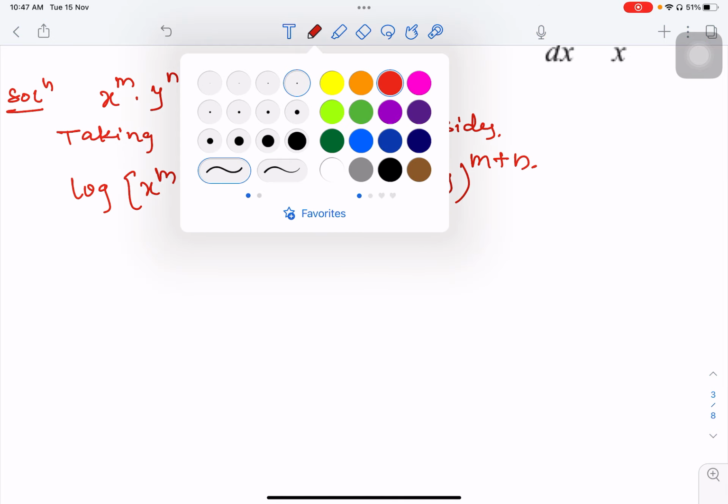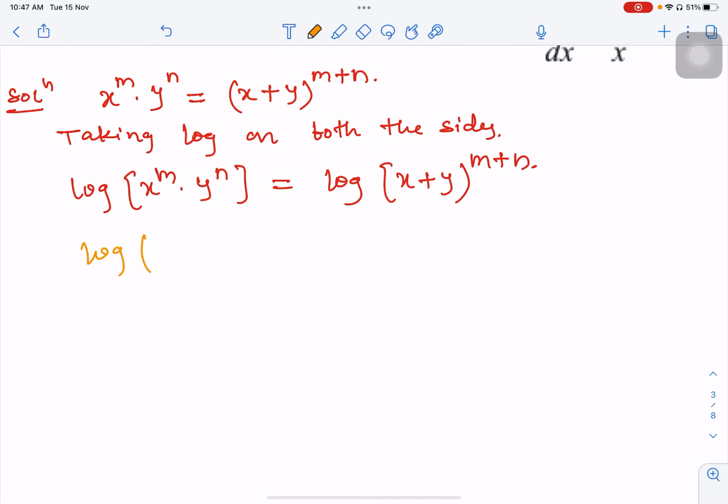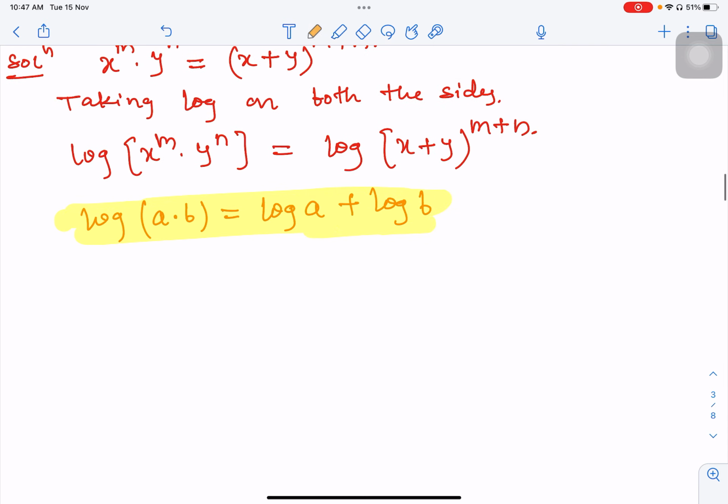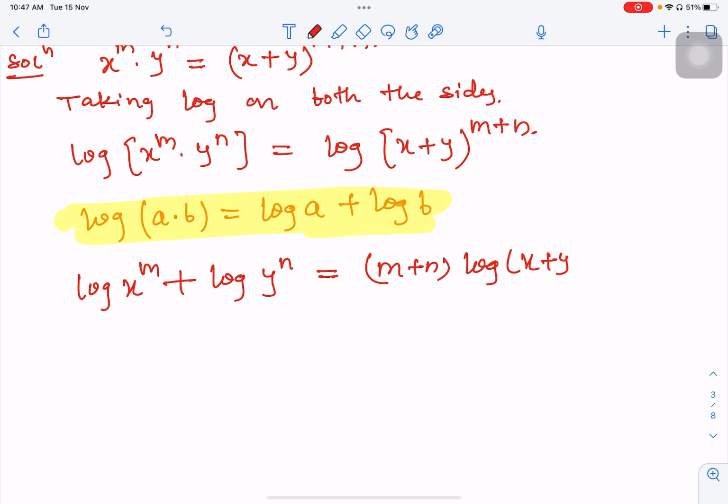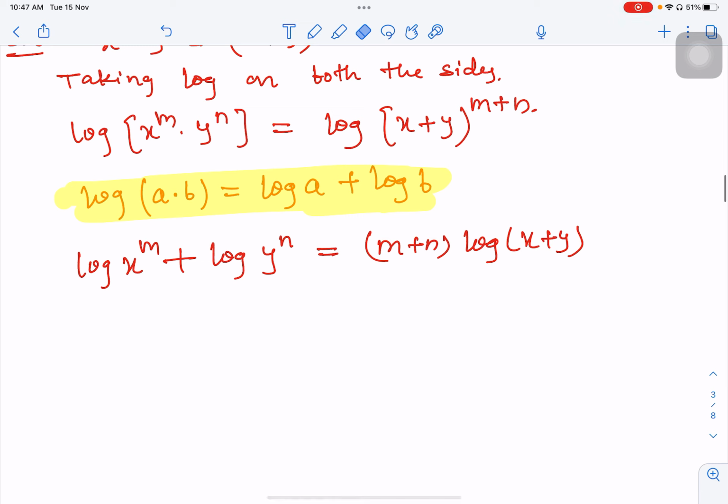Now log की प्रॉपर्टी हमें मालूम है. log की प्रॉपर्टी क्या होती है? Log of a into b can be written as what, log a plus log b. ये प्रॉपर्टी का यूज करेंगे हम लोग. My left hand side will become what? It will become log of x raised to m plus log of y raised to n equals to, now ये m plus n नीचे आ सकता है, like again property of log which we saw previously. Now same m and n, यहाँ भी m और n नीचे आ सकते हैं.